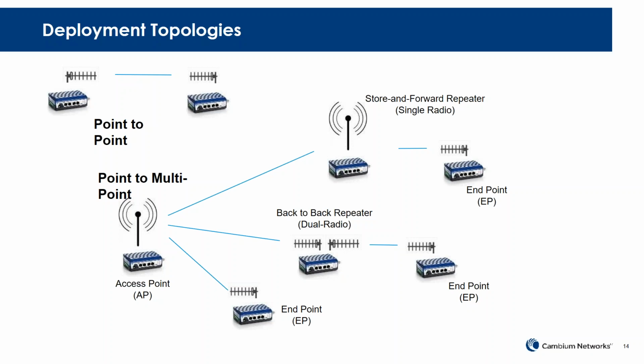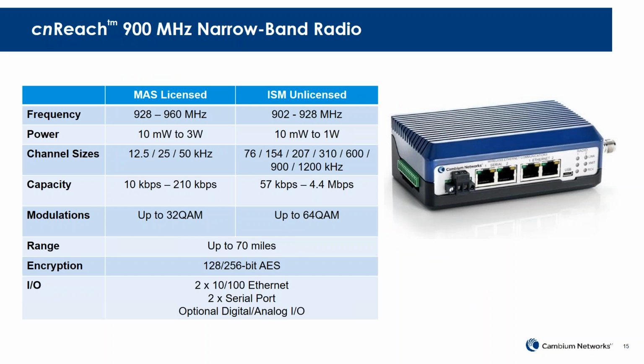And of course, I can drop data off at each of those repeater nodes as well. So it's that relay point can act as both a relay as well as terminating some of the data. So we'll talk a little bit about some of the radios. I won't go into the specs, but all these spec sheets are available on our website. We do have a 900 megahertz. This product is delivered with both licensed MAS capability as well as ISM unlicensed. So I can mix licensed and unlicensed communications within the same module.